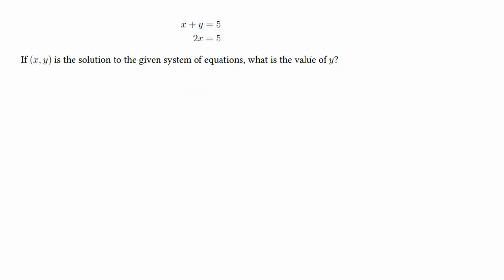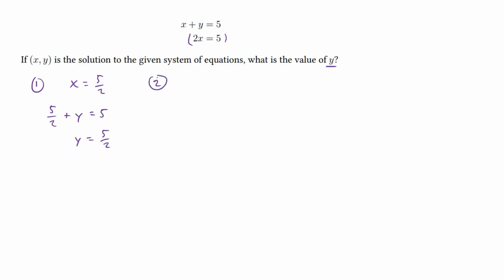In this case, we want to find the value of y. The second equation isn't explicitly giving the value of x, but it's very close. There are 2 valid ways to solve this. The first is to simply note that x is 5 halves, and using this value in the other equation, x, which is 5 halves, plus y is equal to 5. This tells you that y is 5 halves.